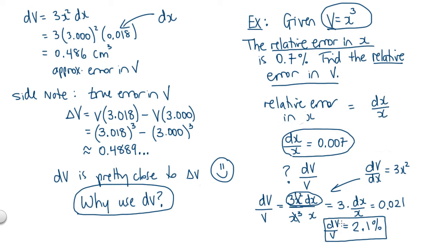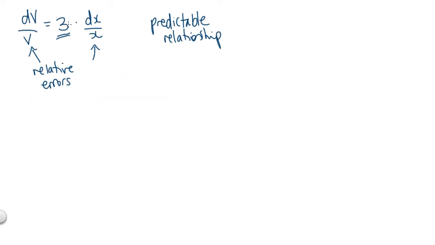So the reason why differentials are so useful is that there is a nice predictable relationship between the relative error in x and the relative error in V. So if we look at the relative error in x, 0.7%, relative error in V, 2.1%, the relative error in the volume was exactly 3 times the relative error in our side length. Number 3 comes from the dimension of the object.